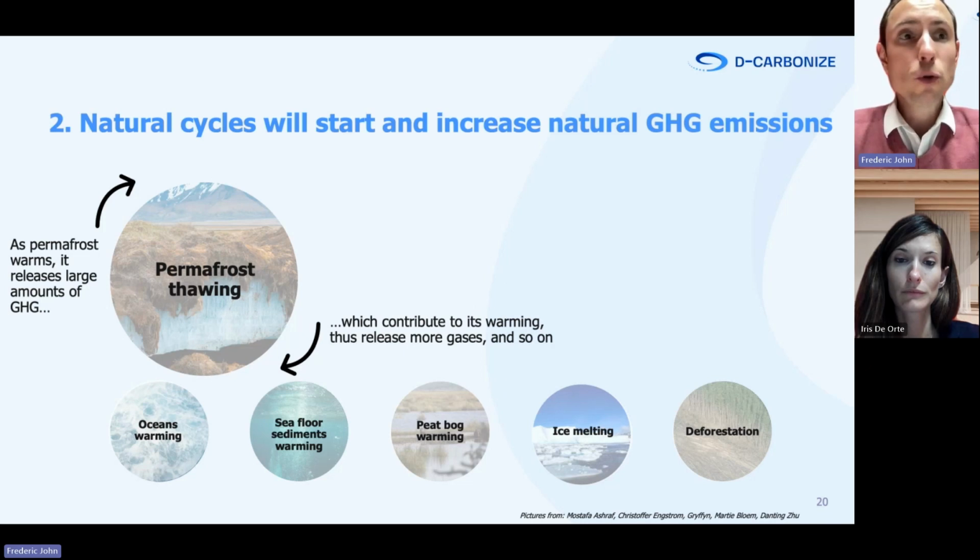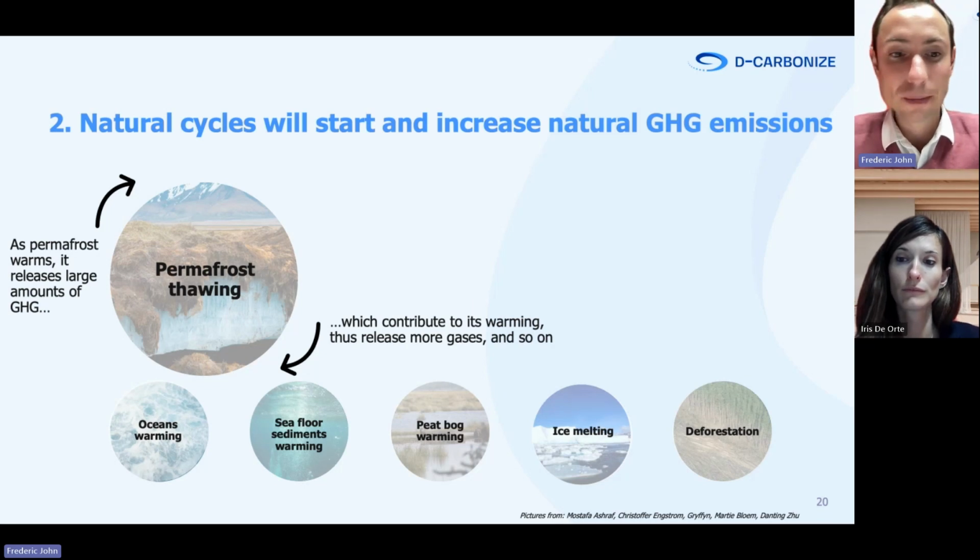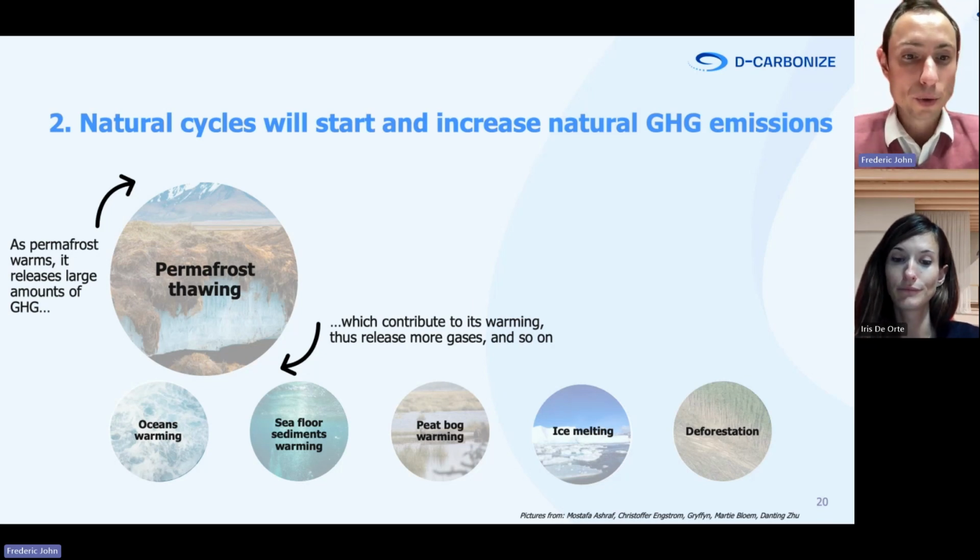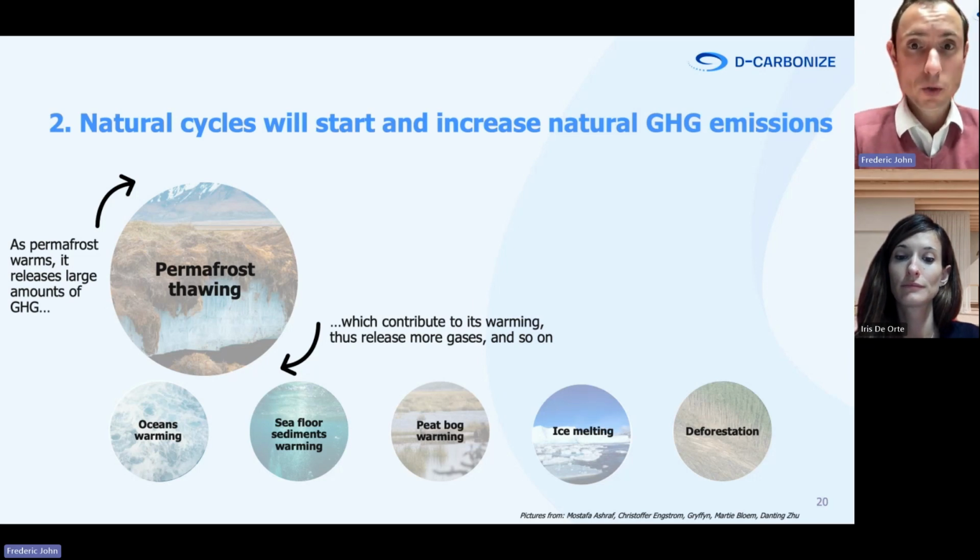That's only one of the multiple effects that you could find, and unfortunately, we don't have time to cover all of them, but we wanted to put some of them here, like, for example, the fact that oceans are warming up, and because the water is hotter, then it's more difficult for oceans to absorb CO2 emissions, and even in some parts, it can release greenhouse gas emissions. Same for sediment floor. Peat bog warming, ice melting, the albedo effect.